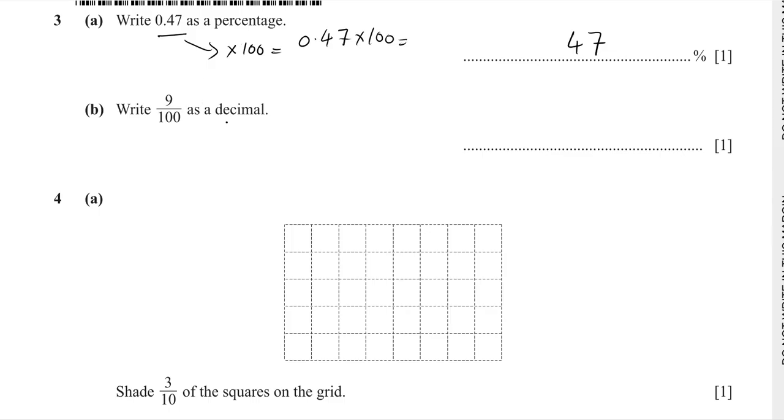Write 9 over 100 as a decimal. So to change any fraction with 2 zeros in the denominator, all we have to do is we just have to bring the decimal point 2 digits to the left side. So our answer is going to be 0.09.